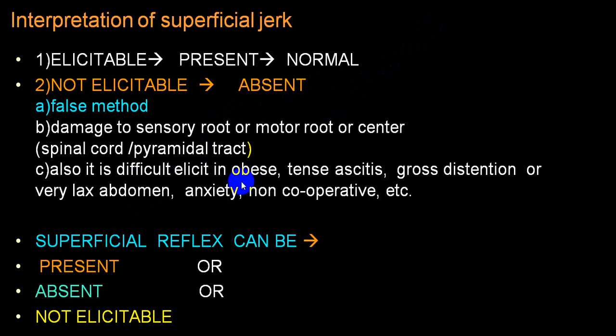Also we have mentioned that in a case of obesity, tense ascites, gross distension, very lax abdomen, anxiety, non-cooperative person also, abdominal reflex will not be elicitable. So superficial reflex can be present or absent or not elicitable. These are the three possibilities. Present means normal, absent means either upper motor neuron damage or lower motor neuron damage at the level of reflex, and not elicitable in non-neurological conditions. So keep that in mind.